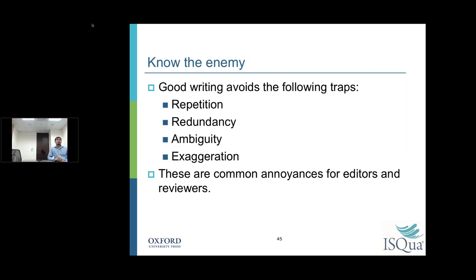So while you're writing your paper, you need to know your enemy. For example, good writing avoids the following traps. Repetition, you should avoid the repetition, you should avoid the redundancy, ambiguity, and exhaustion. These are the common annoyances for editors and reviewers, of course, when they are reading, and if they find that there is a repetition or redundancy and there is an ambiguity, they would not be happy to read further in your paper. It's kind of annoying for them.